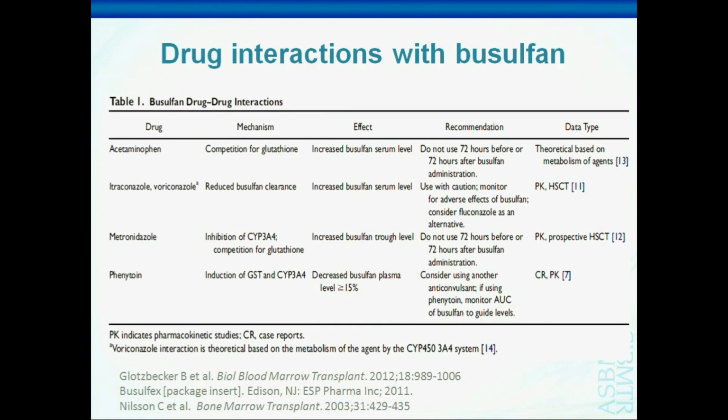Itraconazole and voriconazole can lead to reduced busulfan clearance, resulting in increased busulfan serum levels, most likely due to CYP3A4 inhibition. It's recommended to be used with caution and to monitor for effects of busulfan. A lot of us are doing therapeutic drug monitoring. In our case, I would recommend avoiding both of these agents when you're giving busulfan and using anidulafungin or caspofungin if necessary, or possibly fluconazole, knowing it's not as strong an inhibitor.